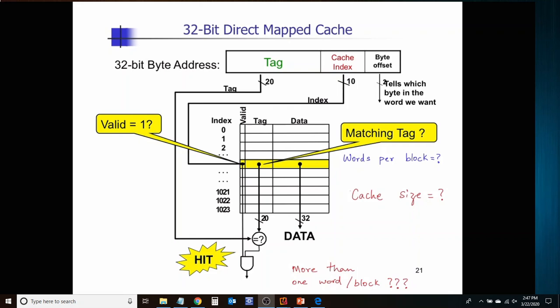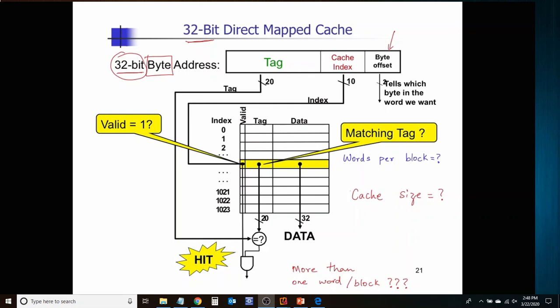Alright, so let's talk about a realistic size of a cache. Here we have a 32-bit direct mapped cache. Out of that 32-bit address, right now we are using a byte address, which means that we should be able to access all the 4 different bytes inside the word, and our byte offset is going to help us do that. So we need to establish a 32-bit address.